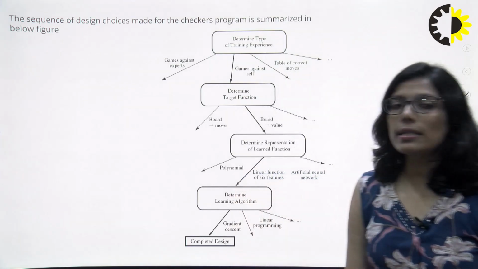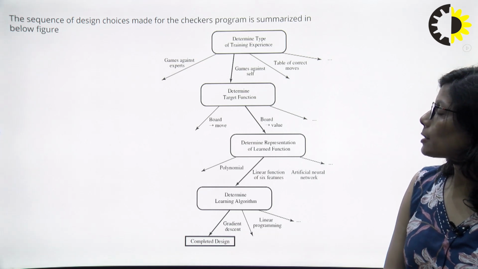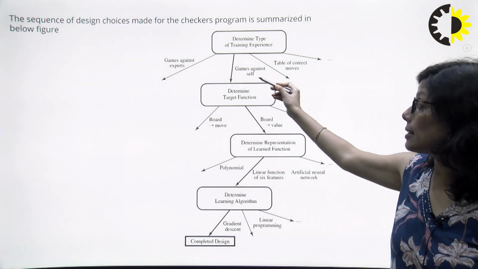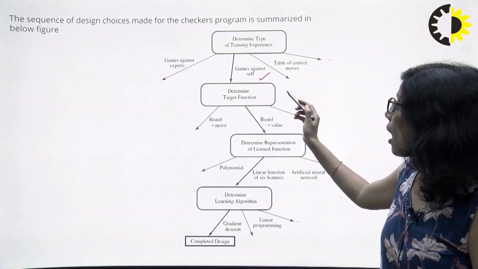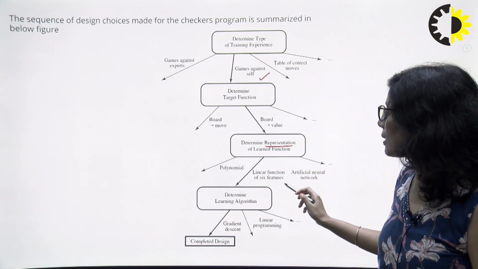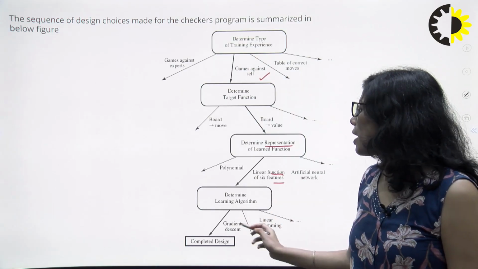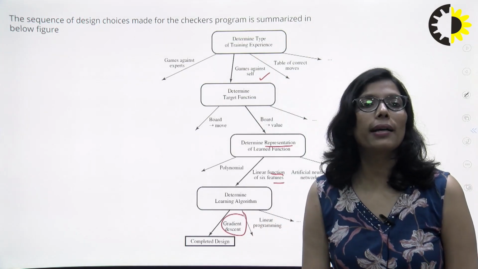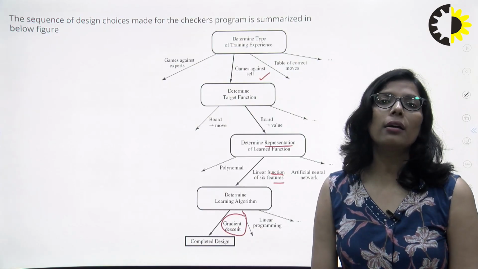Now, this is the sequence that I have used. First we try to determine the training experience. I have used games against itself, that is indirect learning experience. Then I have determined the representation of the learned function as a linear function of 6 features. And then I have used gradient descent, that is, I have tried to minimize the error delta wi by using gradient descent to find the complete design.